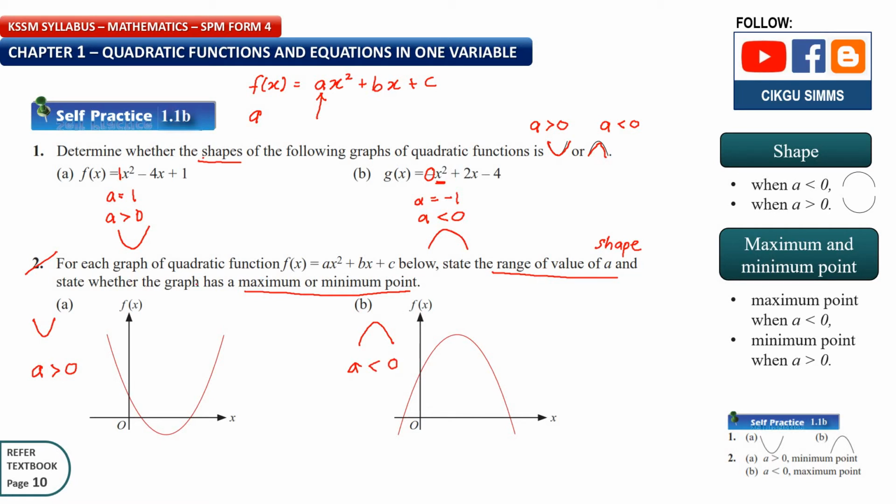The second part of the question asks whether it has a maximum or minimum point. This one is a minimum point. That means no other point is below this point. The other points are always larger than this point. So this is the minimum point, and this function has a minimum point. And this one is a maximum.